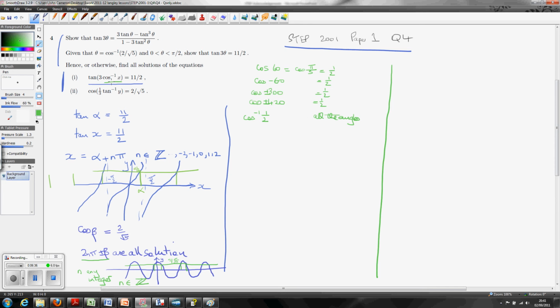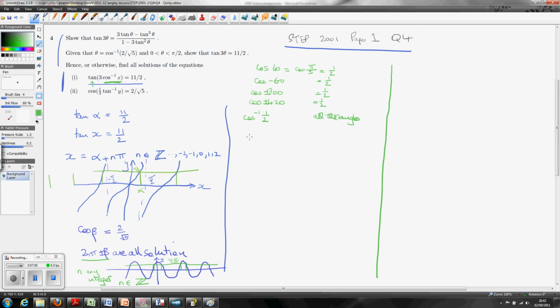We want to use cosine to the minus 1 of x in this equation here, where we want to apply a tangent to it, or tangent of 3 times cosine to the minus 1 of x. And if we're going to do that, it means that cosine to the minus 1 of x has to be a number. And that means, in effect, it's got to be a function. And if it's going to be a function, it can't be this many valued thing.